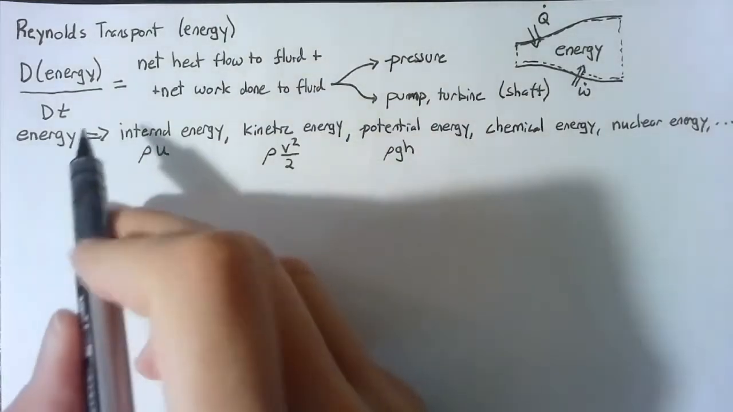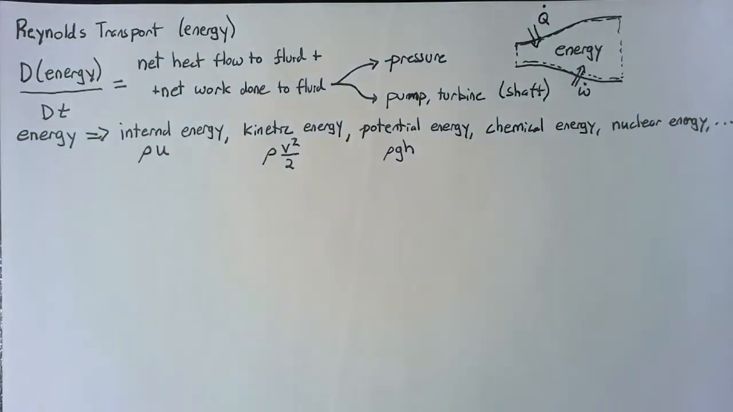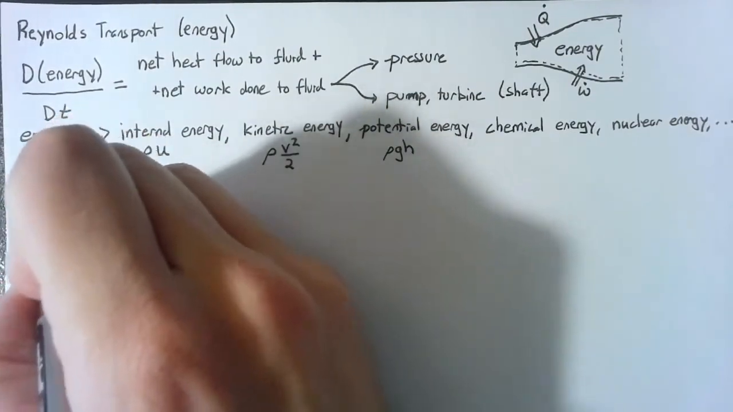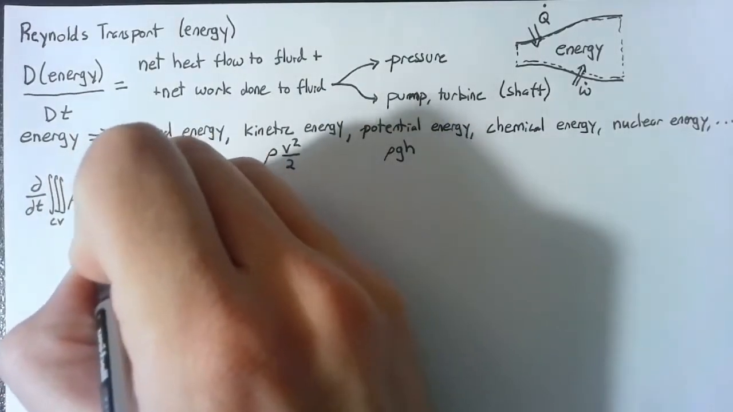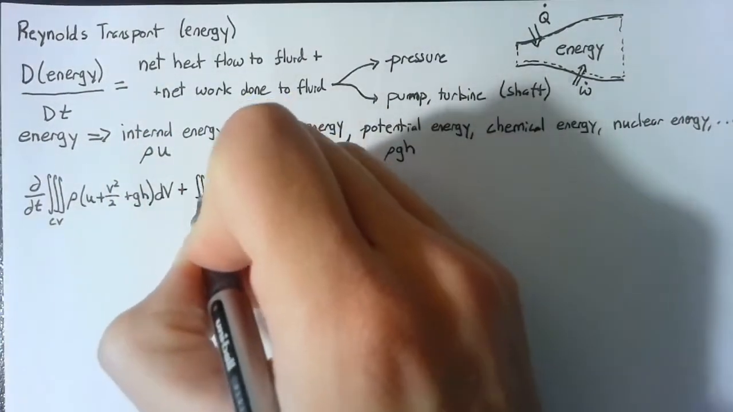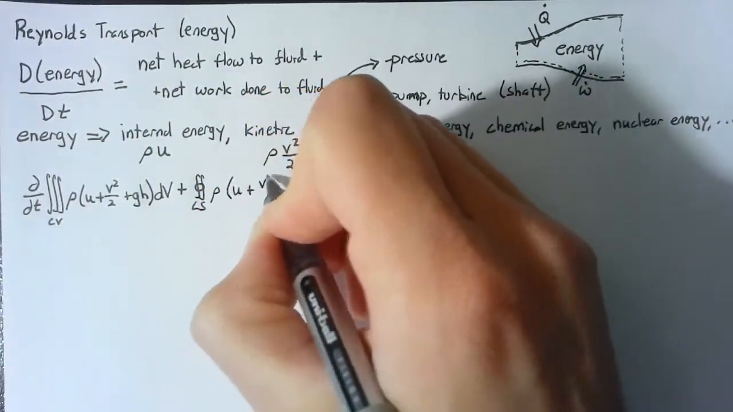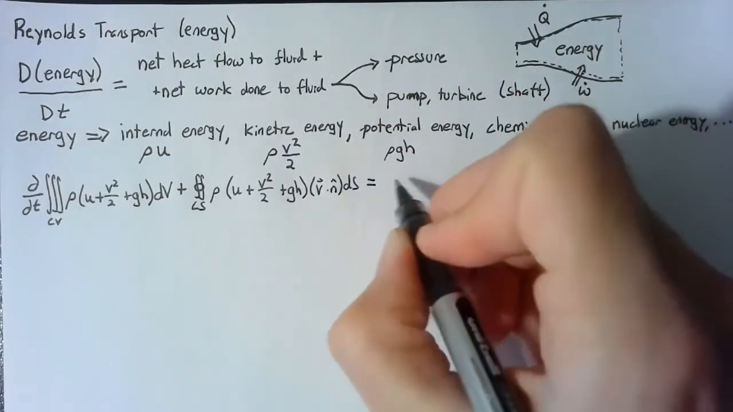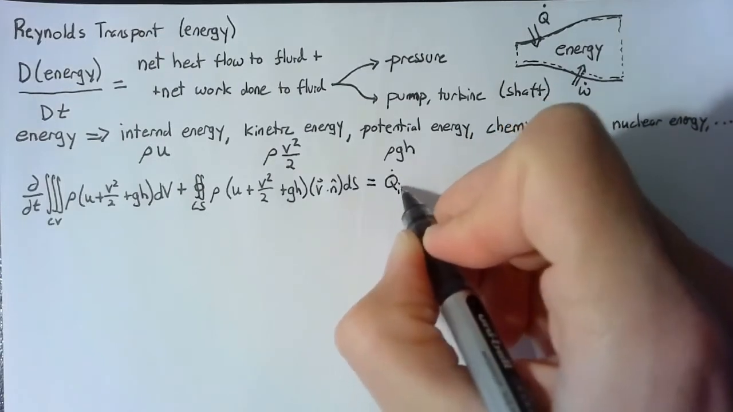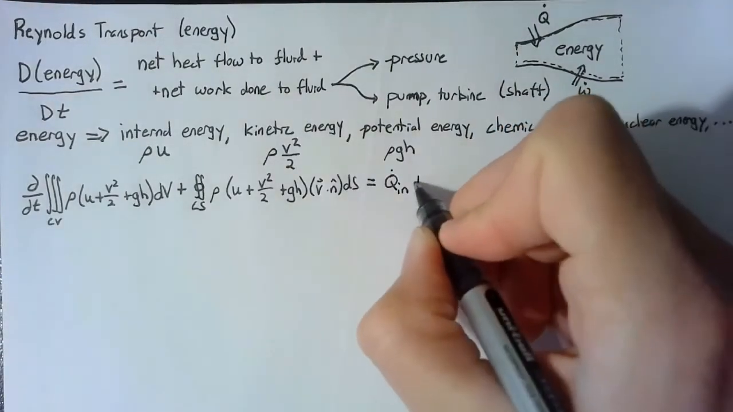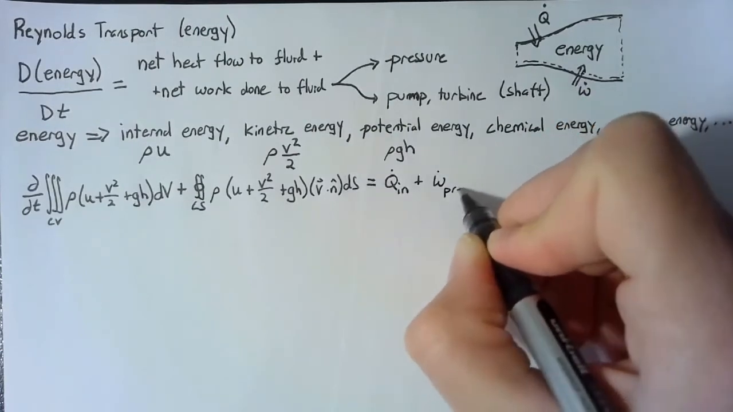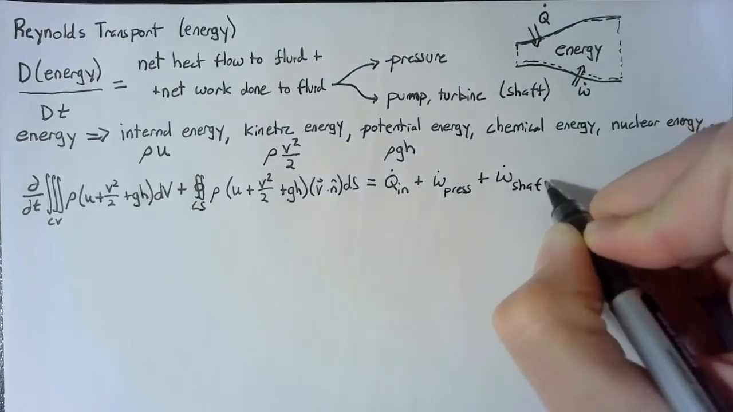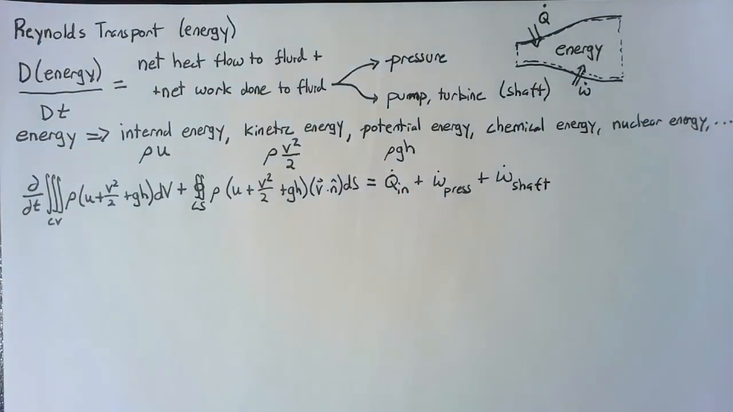So let's write this out using Reynolds Transport Theorem. We will say that the partial derivative with respect to time of all of the energy in our control volume plus all of the energy going in and out of our control volume is going to be equal to this Q dot that's coming in. So this is our heat flow, plus the work done by pressure, plus the work done by any shafts that we have. So that would be any pumps or turbines or compressors or anything else.